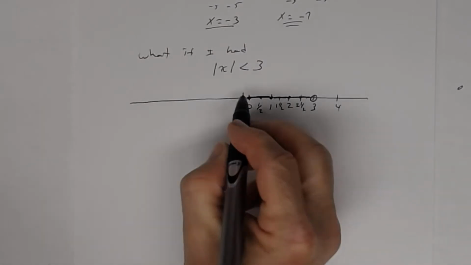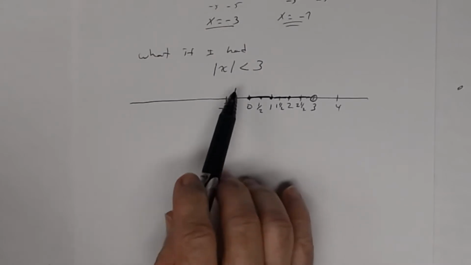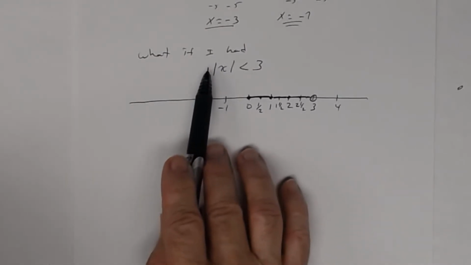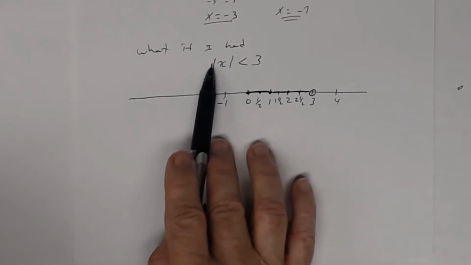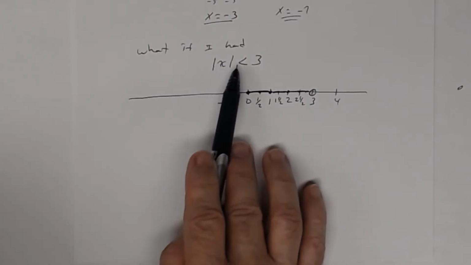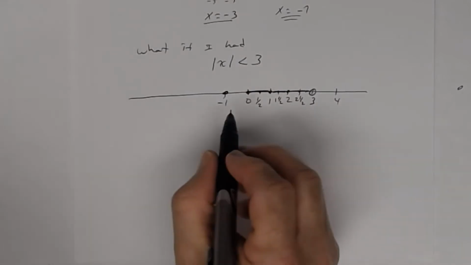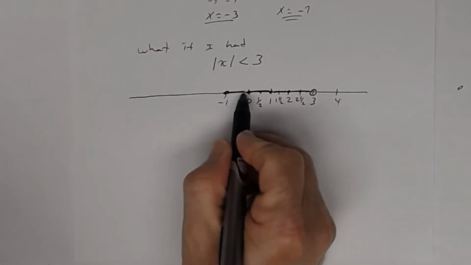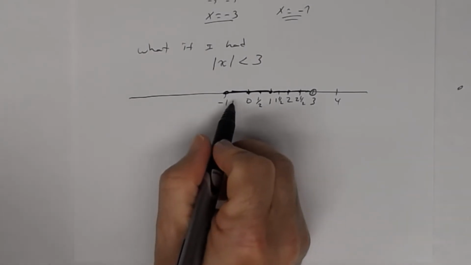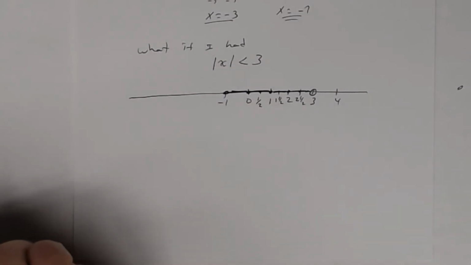Okay? Now let's go to -1. Is -1 a solution? What's the absolute value of -1? Well, the absolute value of -1 is 1. And is 1 less than 3? The answer is yes. So I'll put a closed circle there. And anything between those is also a solution. -1/2. Absolute value of -1/2 is 1/2. 1/2 is less than 3.